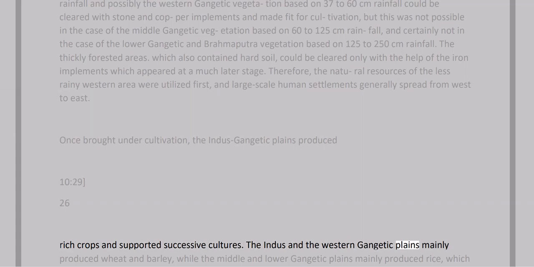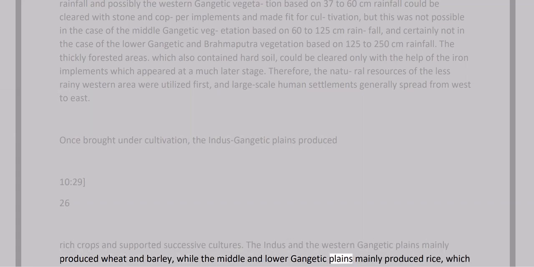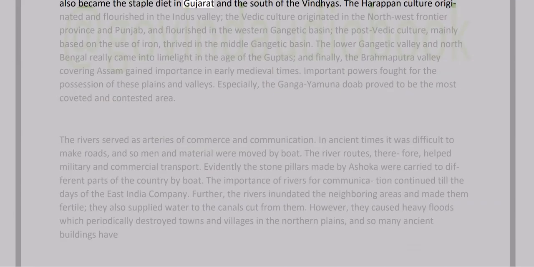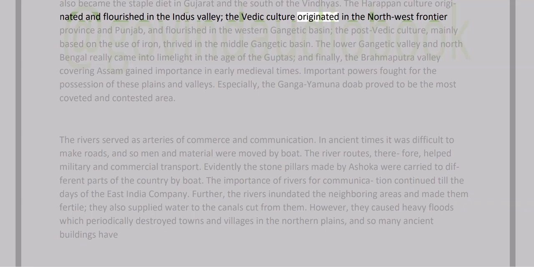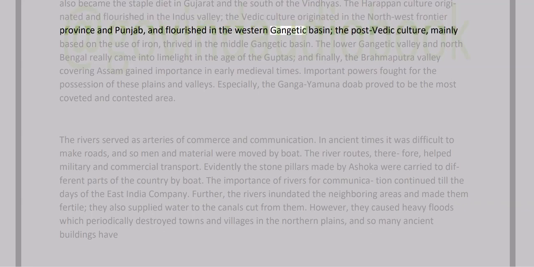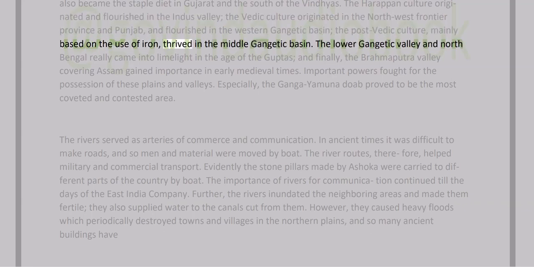The Indus and the Western Gangetic plains mainly produced wheat and barley, while the Middle and Lower Gangetic plains mainly produced rice, which also became the staple diet in Gujarat and the south of the Vindhyas. The Harappan culture originated and flourished in the Indus Valley. The Vedic culture originated in the northwest frontier province and Punjab, and flourished in the Western Gangetic Basin. The post-Vedic culture, mainly based on the use of iron, thrived in the Middle Gangetic Basin.